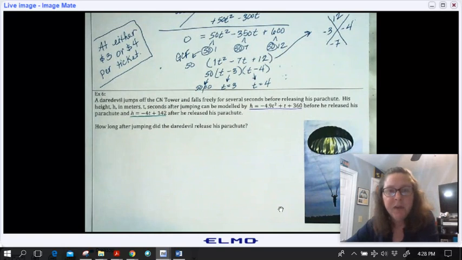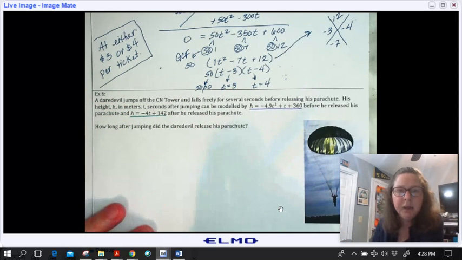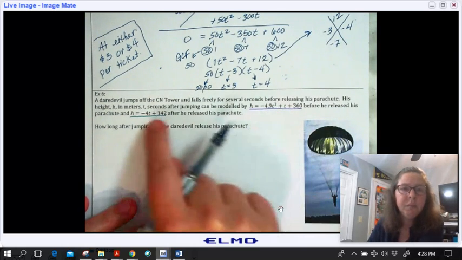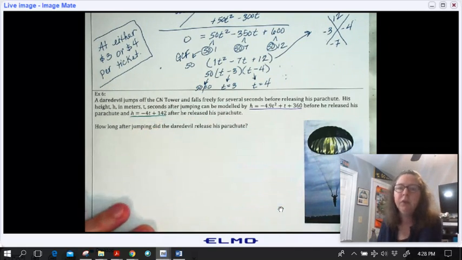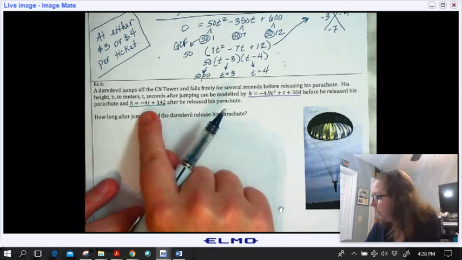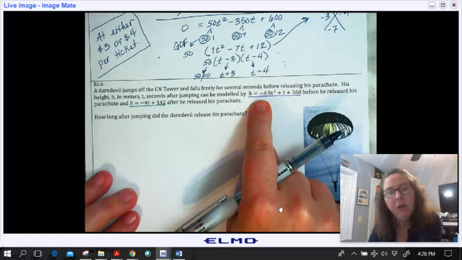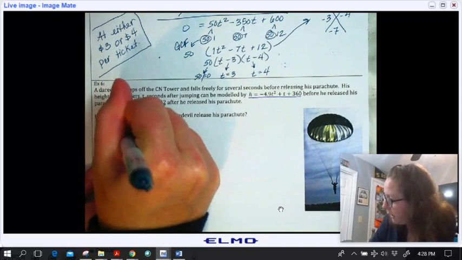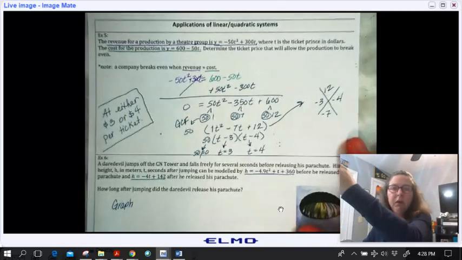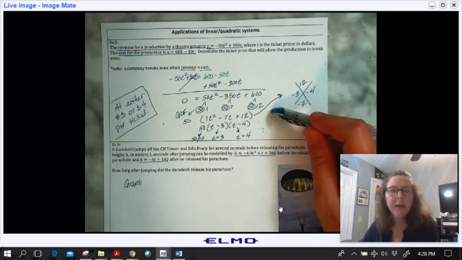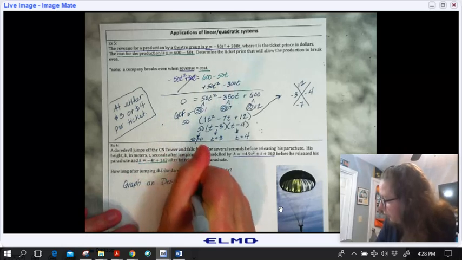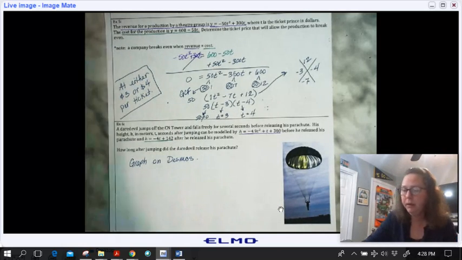Okay, last question for today. A daredevil jumps off of a tower and falls freely for several seconds before releasing his parachute. So his height in meters after jumping can be modeled by this, but before he releases his parachute can be modeled by this. So here's what we're going to do. We are going to treat this kind of like a system of equations, and we're going to go graph them both on the Desmos calculator and see where they intersect. So we're solving a system of quadratic and linear equations, one by hand and one by graphing on the Desmos calculator. Okay, so let's go take a look and see what we get.